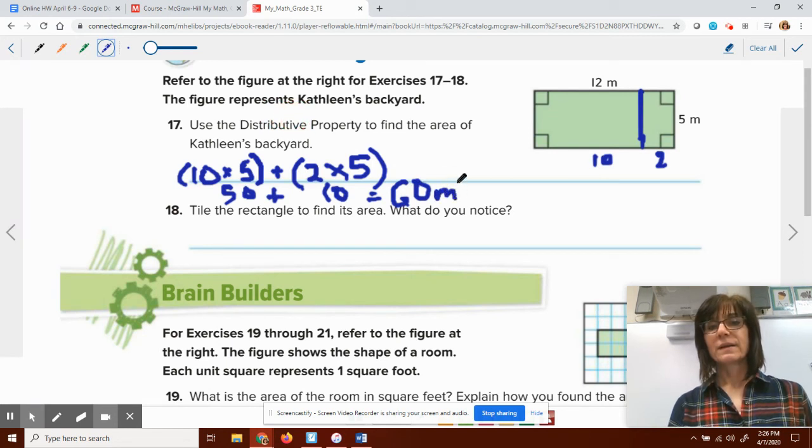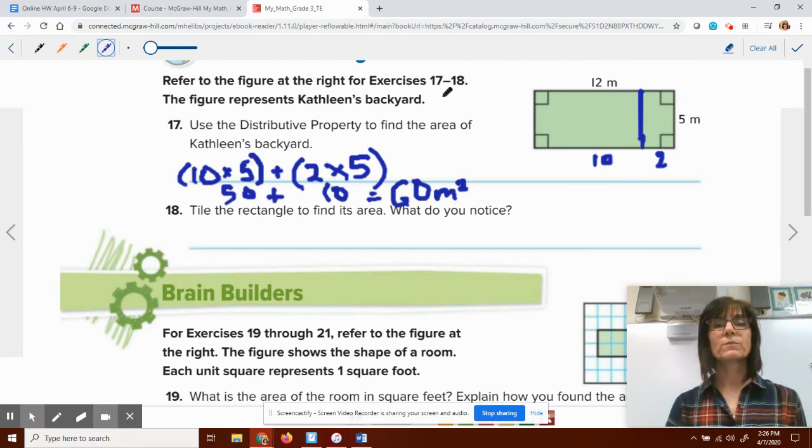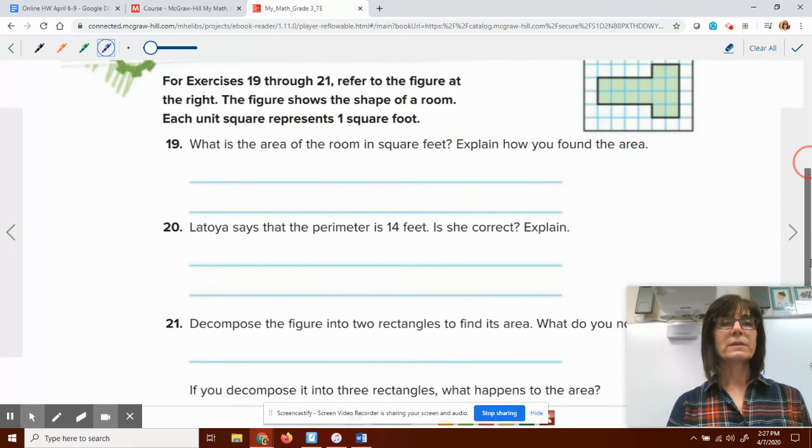Now, I know some of my friends could have just said 12 times 5, but they wanted you to show the distributive property. Tile the rectangle to find its area. What do you notice? We know that to find the area it was length times width. You do not have to do this. To tile, it would make my array of 5 rows of 12 columns. Let's go into brain builders.